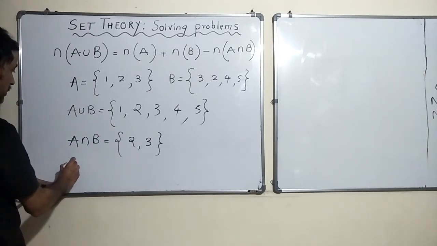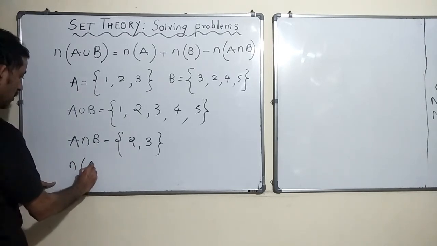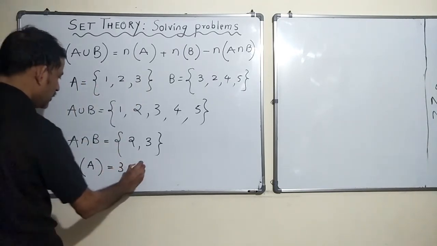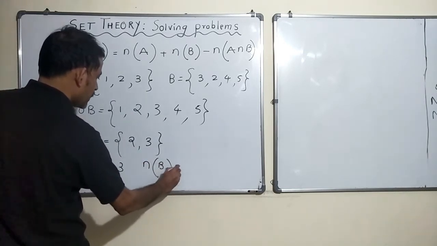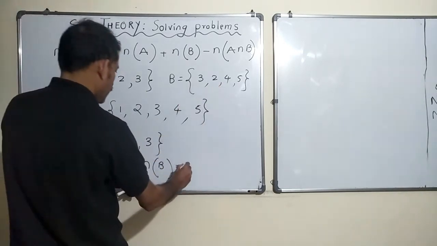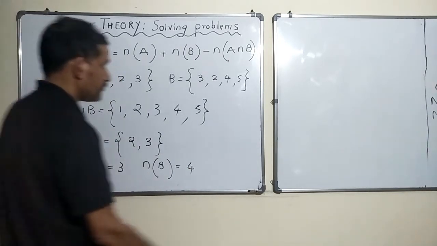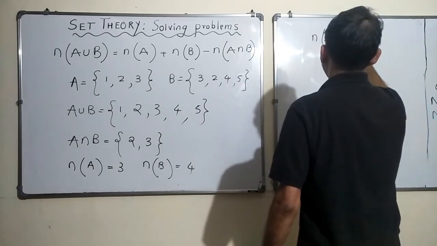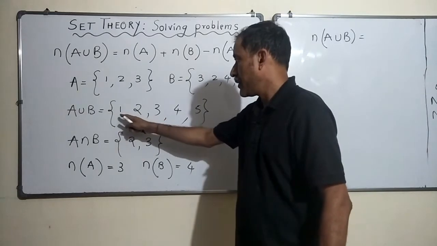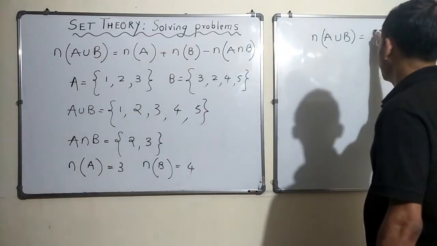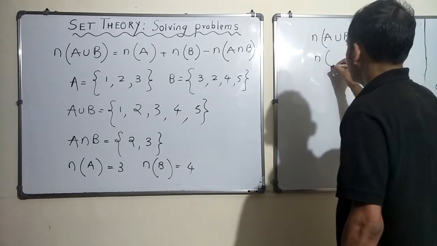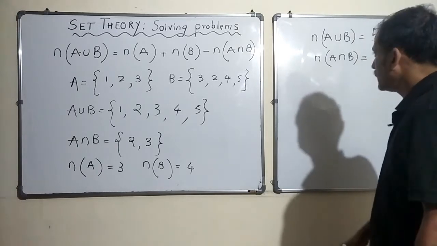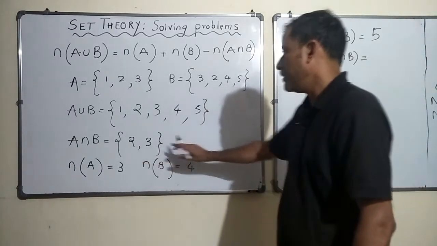Now how many elements are there in set A? 1, 2, 3, right. How about B? The number of elements in set B is 4. What is the number of elements in A union B? A union B, the number of elements is 1, 2, 3, 4, 5. And what is the number of elements in A intersection B? A intersection B, you have 2 elements, right.